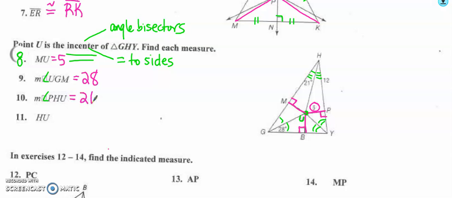And HU, when you look over there, HU, I'm going to grab purple. HU is this line here. Now to find HU, we don't have much information because an incenter is not equal to the vertex. So this is where you have to be looking for other context clues, like right here is a right angle. So this is a right angle right here. I'm going to pull this triangle out, and it looks like this.